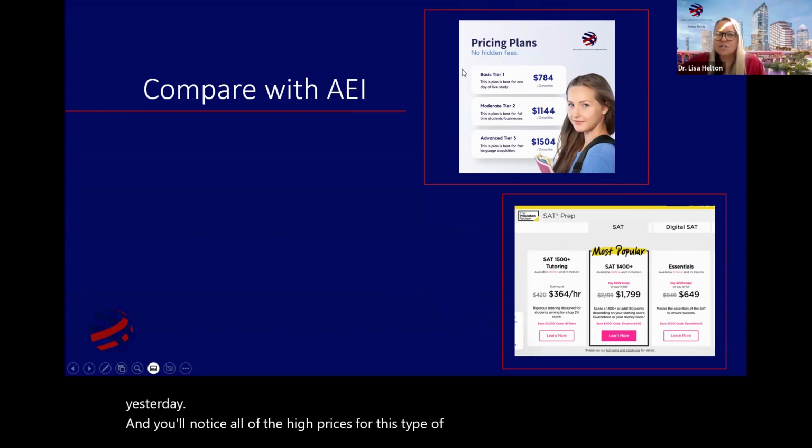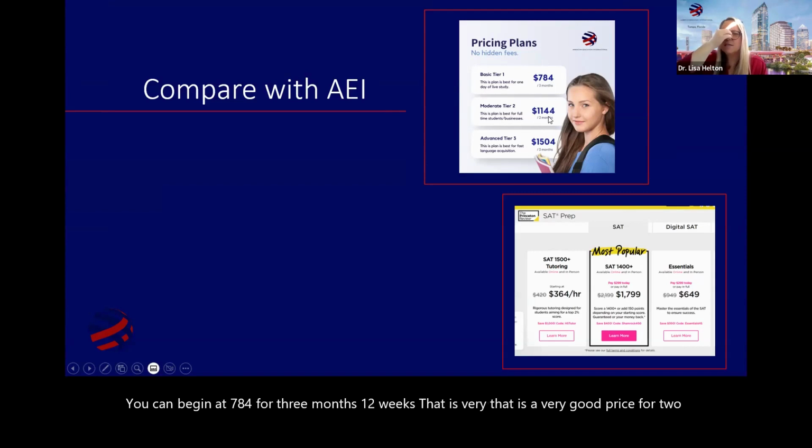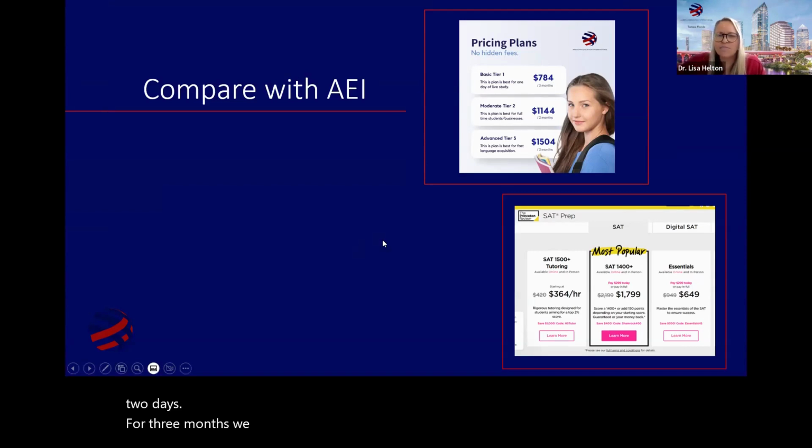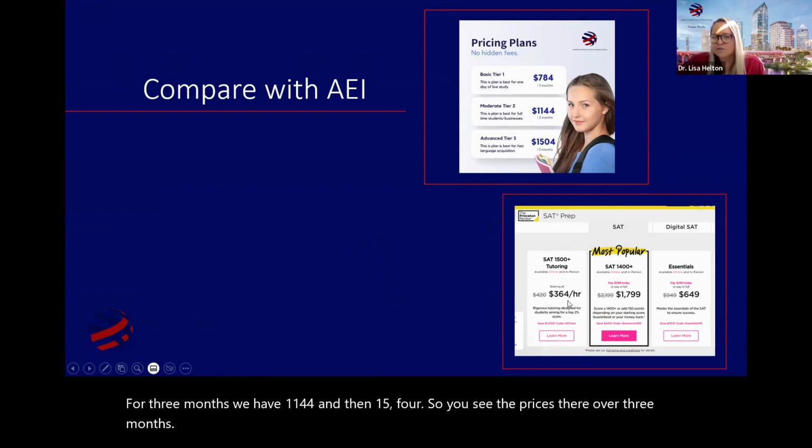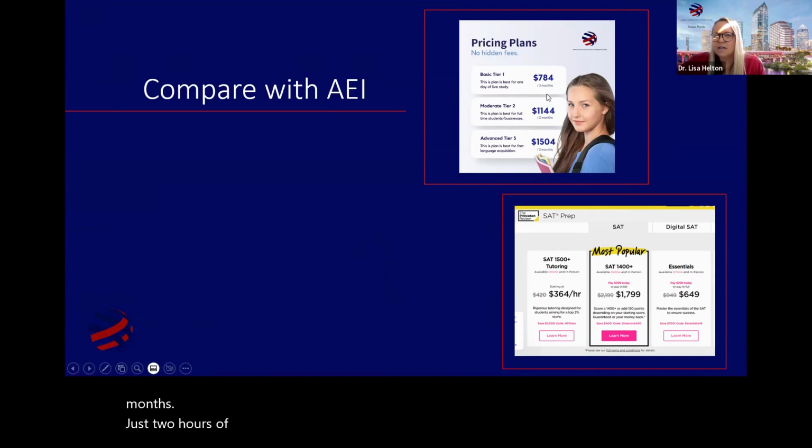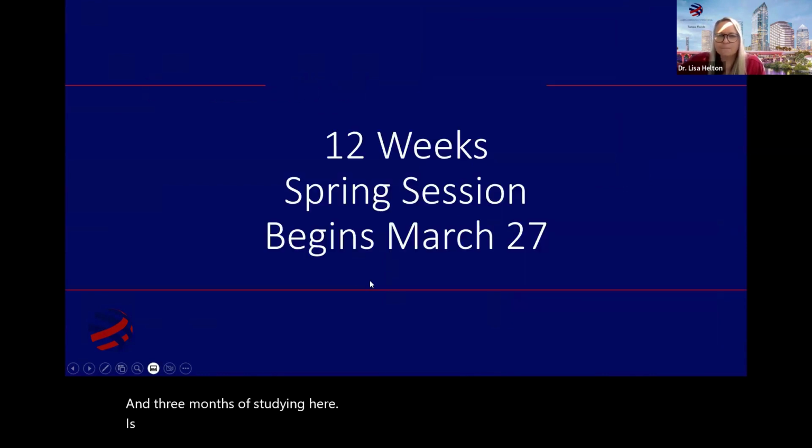For American Education International, you can begin at $784 for 3 months, 12 weeks. That is a very good price. For 2 days, for 3 months, we have $1144 and then $1504. So you see the prices there over 3 months. Just 2 hours of studying here and 3 months of studying here is what you can compare.